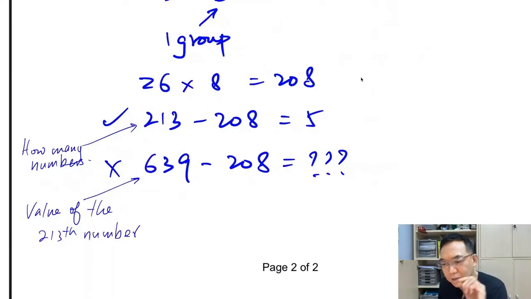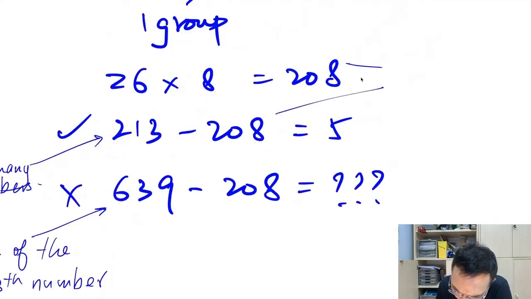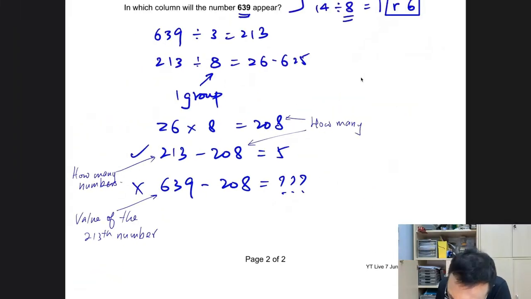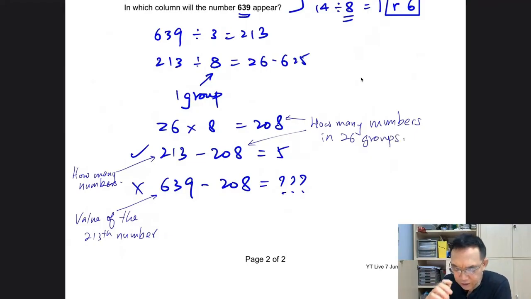If you understand, type yes. Yes, yes, yes. Anyone? Okay. Thank you very much. Now, if you understand that, the reason then is that 208 is also how many numbers in 26 groups. If you understand what I just said, type 1. Thank you.